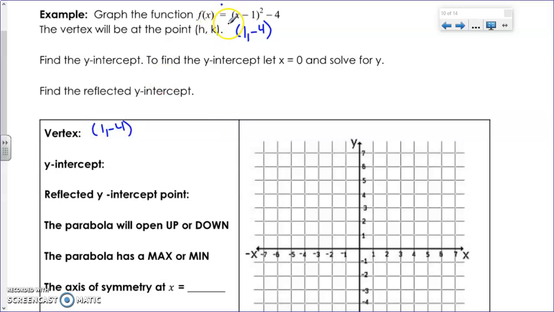My a is 1, so I know it's going to open up because that is positive, and that's going to give me a minimum. I also know when my vertex is x equals 1, that will be my axis of symmetry. To find the y-intercept, anytime we need the y-intercept, we can let x equal 0 and solve for y. So we're going to take this function and plug in 0 for x.